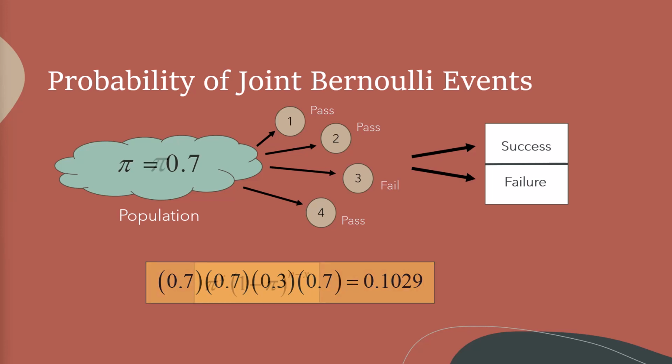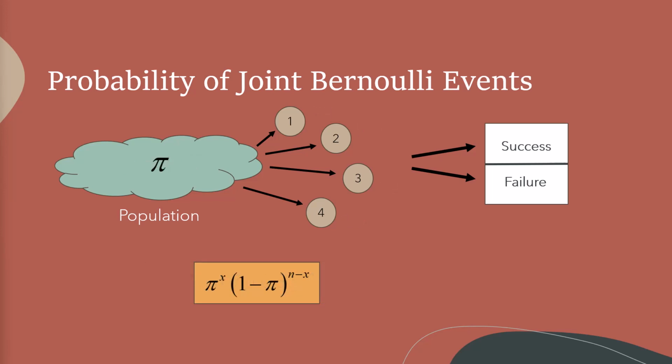In general, the probability is pi, our proportion in the population that will be successful, raised to the x power, where x is the number of successes, multiplied by the probability that a person drawn from the population will fail, that would be 1 minus the probability of passing, raised to the power of the number of failures. Well, if x is the number of passes, n minus x is the number of failures. But notice something. This probability calculation, this product, is based upon this specific sequence.